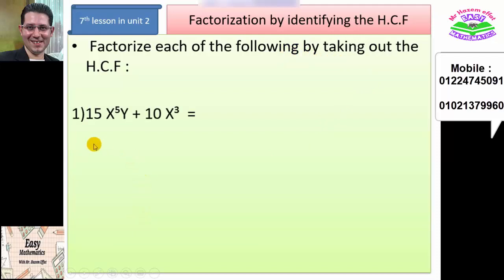In exercise number 2, he gave me an algebraic expression formed from two algebraic terms, 15x power 5y and 10x power 3. To find the H.C.F. here, first we must find the H.C.F. of both coefficients 15 and 10 alone. And in the second, we try to find the H.C.F. of the symbols here, x power 5y and x power 3.